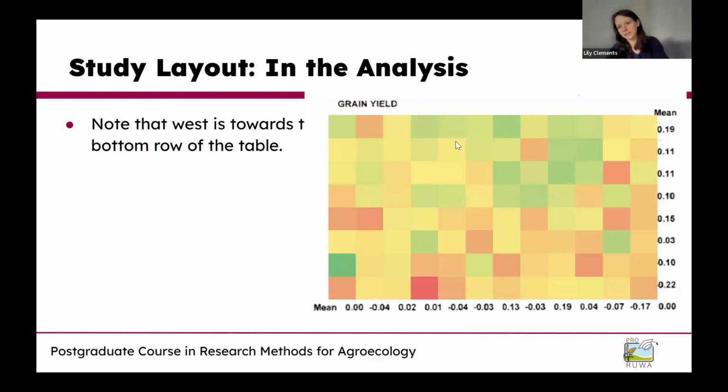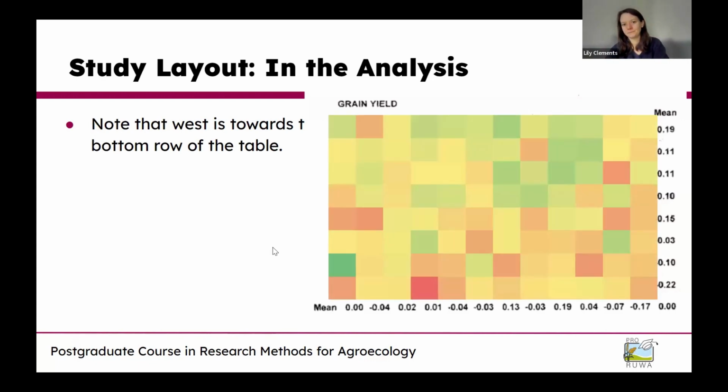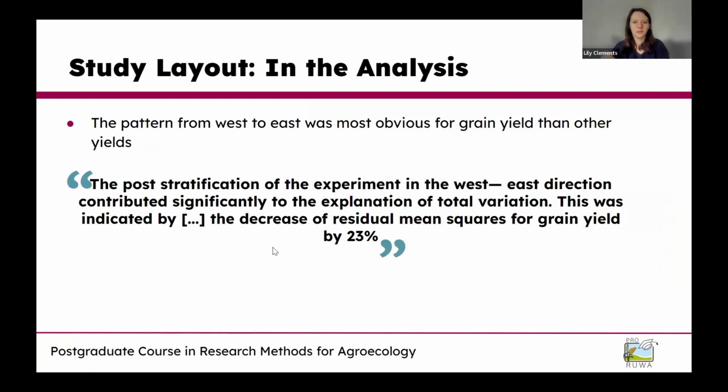So we can kind of see, okay, around here we've got higher yield. We can see higher yield in general towards the east and lower yield in general towards the west. And here's our lowest yield, or should be our lowest yield because it's the most red, at negative 0.91. So the pattern from east to west was the most obvious for grain yield than other yields.